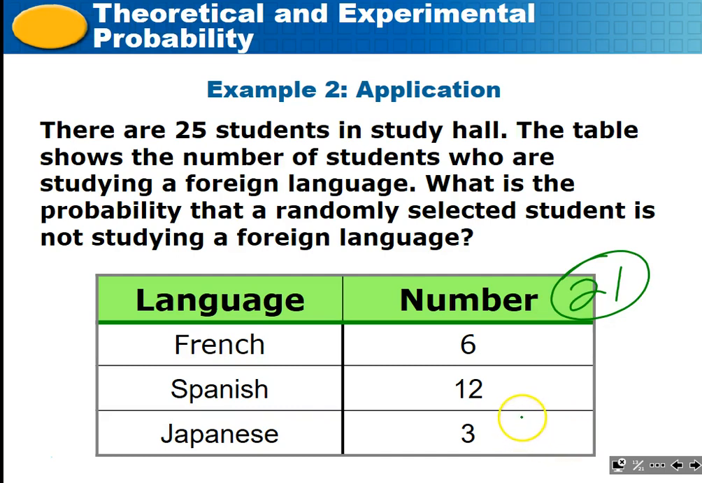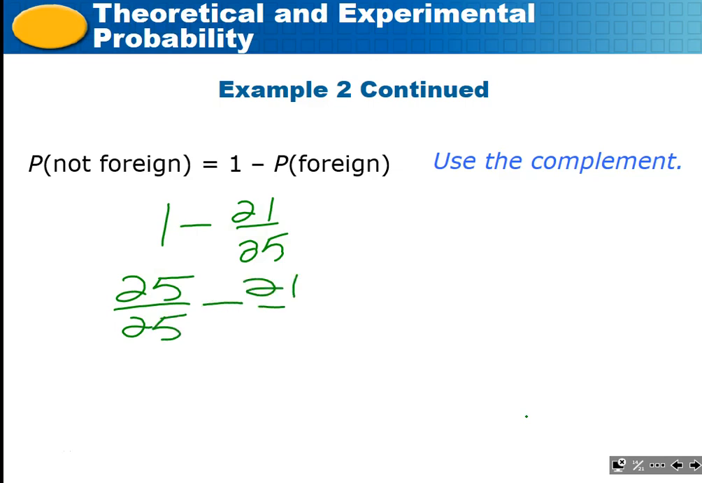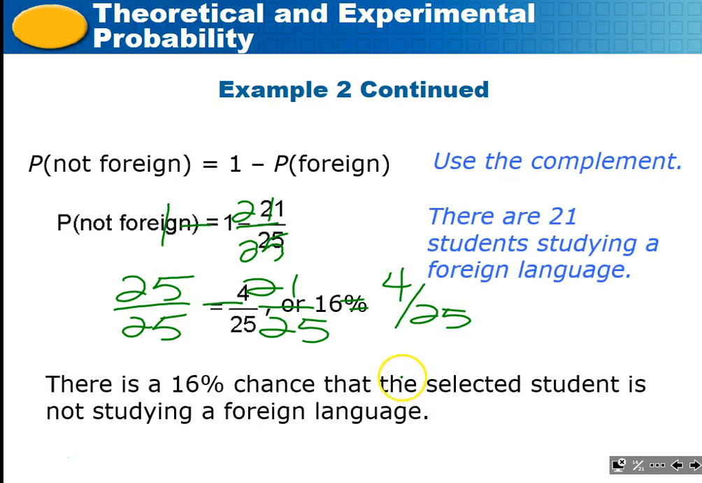So how many are not taking a foreign language? So here again, we're going to do 1 minus the number that are. So that's 1 minus 21 over 25. Now, I like to change this 1 into 25 over 25 because then it's easier for me to subtract the 21 over 25 from it. And we know that anything over itself is 1. So that's going to give me 4 over 25. So when we do this, our ultimate result is going to be 16% because 4 over 25 is 16%.